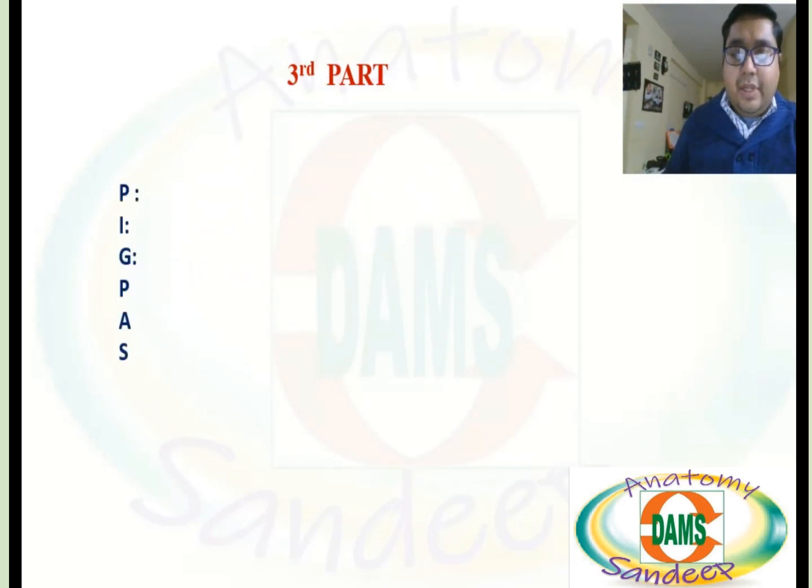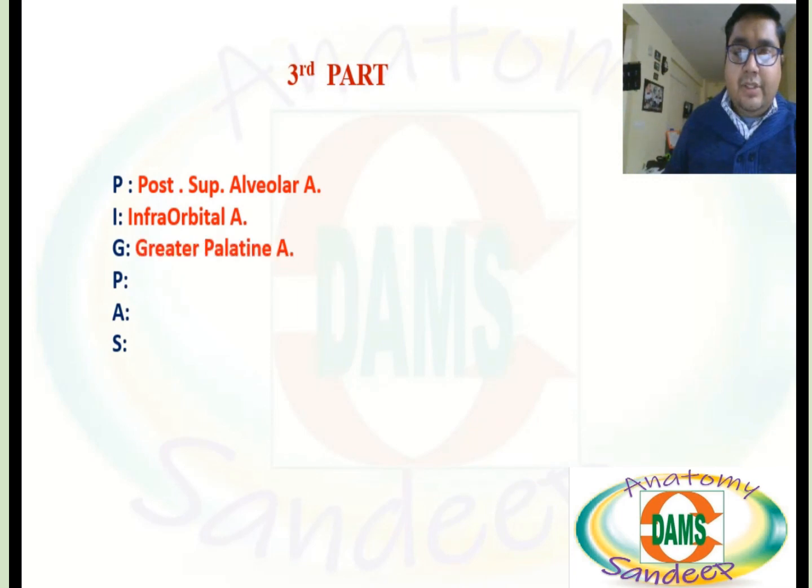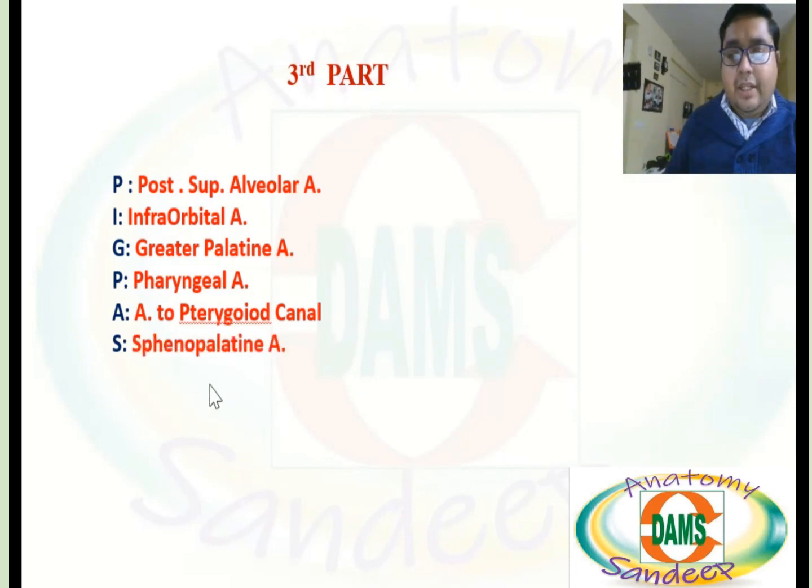Now coming to the third part, we have the mnemonic "pig pass." The meaning is: P, posterior superior alveolar artery; I is infraorbital; G is greater palatine artery. We have the pharyngeal artery and the artery to the pterygoid canal. Then we have the sphenopalatine artery. Now the sphenopalatine artery is the major artery of the nasal cavity, which supplies the septum as well as the lateral wall of the nasal cavity, and it also takes part in the formation of Kiesselbach's plexus. The artery to the pterygoid canal and the pharyngeal artery supply the pharynx region.